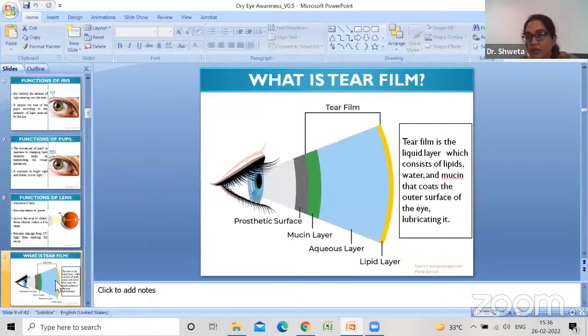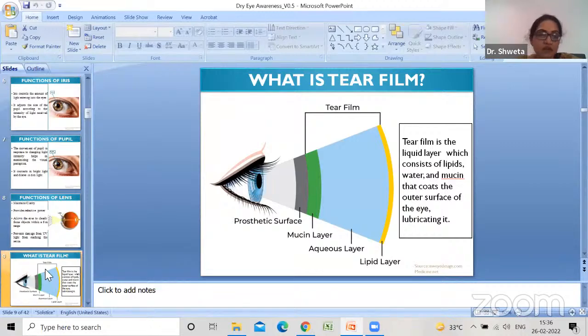Now, what is tear film and why is it important? So we know that the cornea is a very important structure as far as focusing of objects on the retina goes. And only when this object gets properly focused, we will be able to see that object. So this cornea is continuously covered with a tear film, which is a liquid layer consisting of three parts: lipids, aqueous, and mucin.